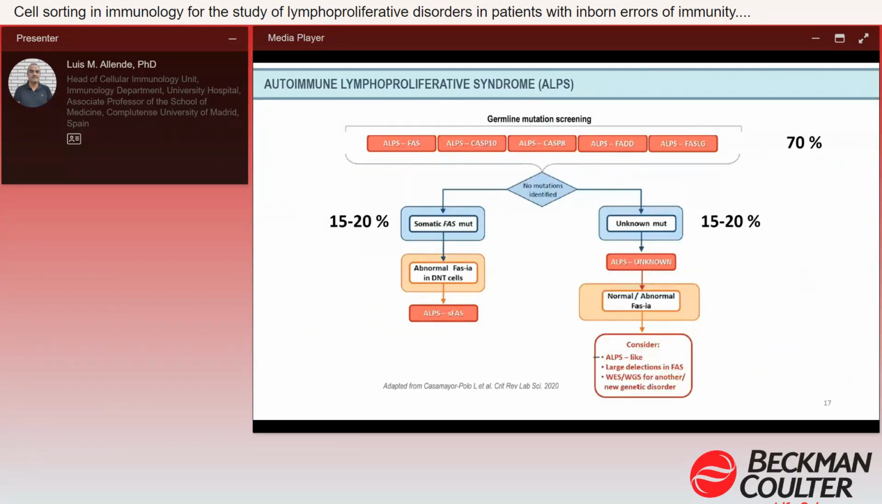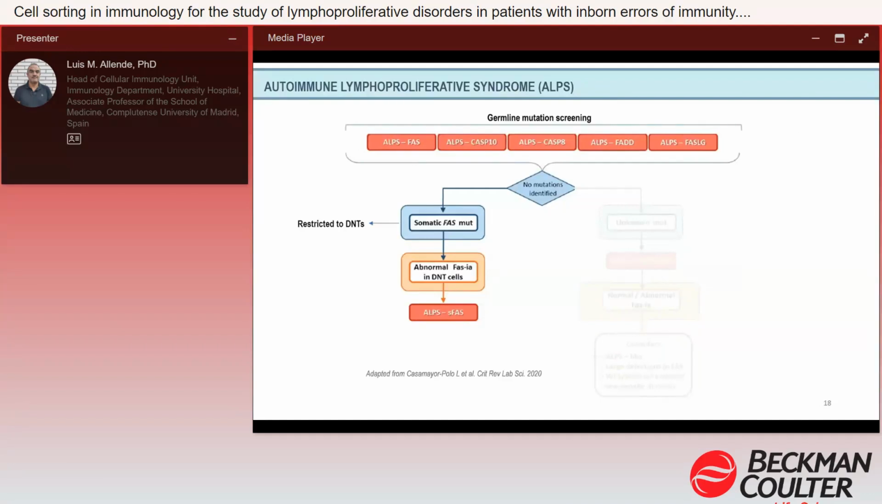70% of all patients present mutations in these genes that you can see in the slide. In 15–20% of all patients, a germline mutation cannot be identified, but we can identify a not inherited condition. It refers to all patients with somatic mutations in the Fas gene. In the rest, in the right part of the slide, 15–20% of all patients, we cannot identify a germline or somatic mutation.